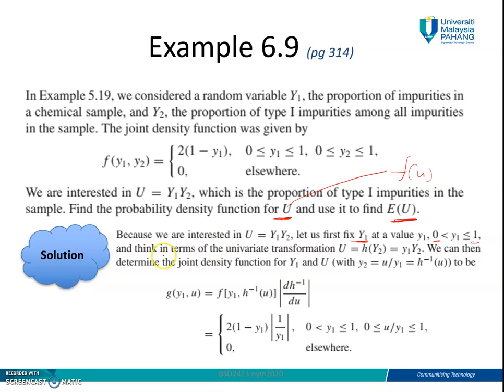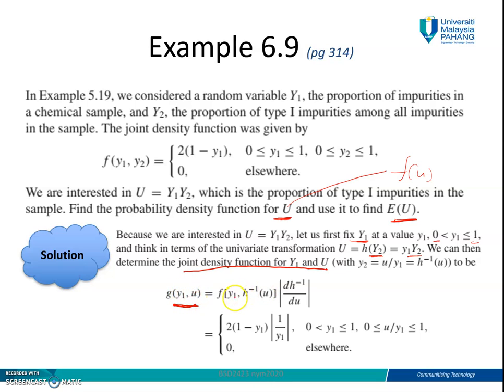Think in terms of a univariate, one-dimensional transformation. So here you will have u equal to a function of y2, because we fix y1, so we only have a function of y2. That's why y1 is a small letter and then you have y2. Then we can determine the joint density function for y1 and u. We let it be g of y1 and u.